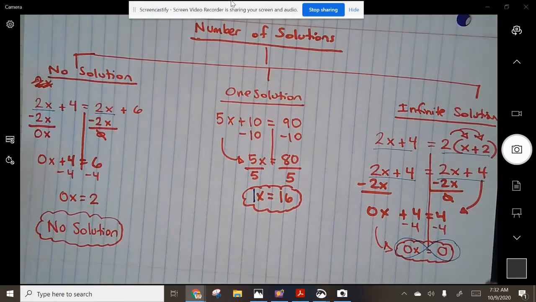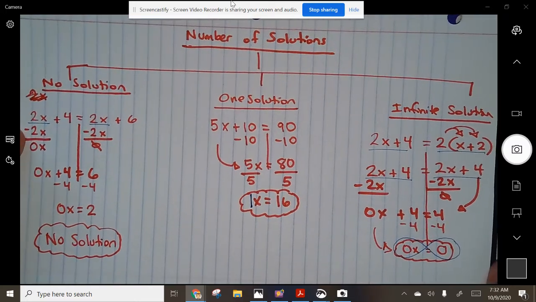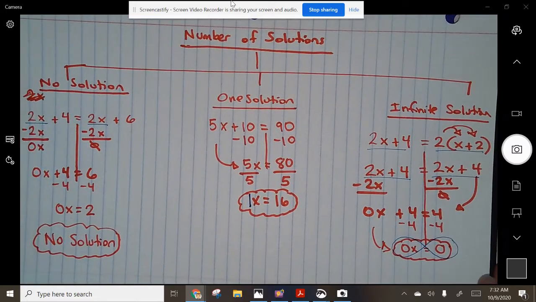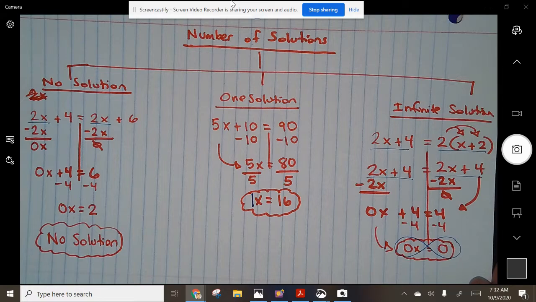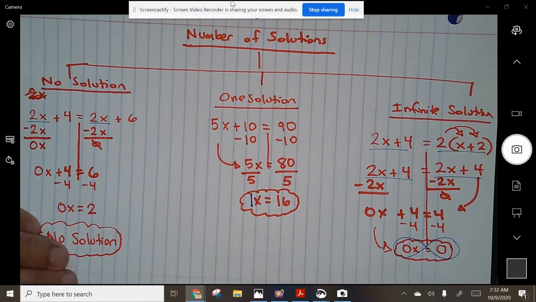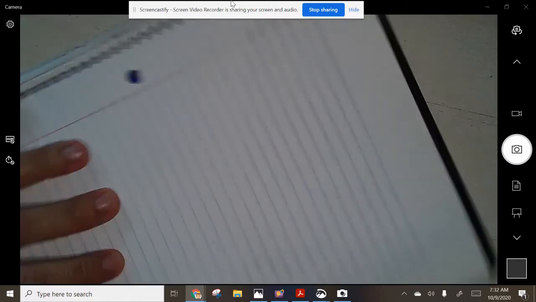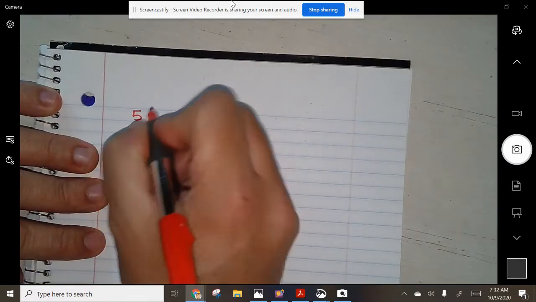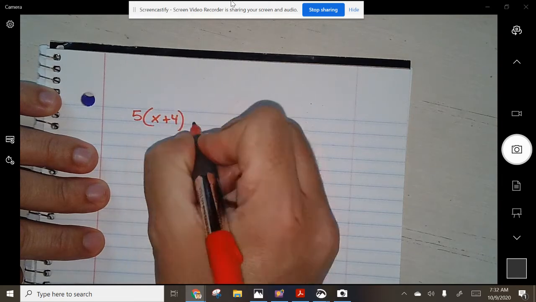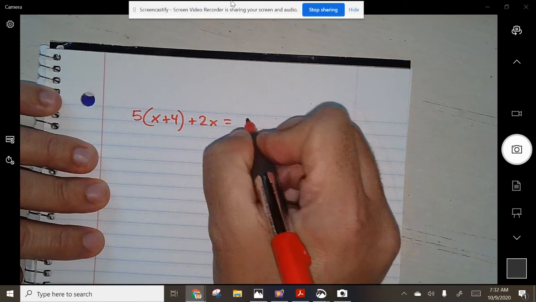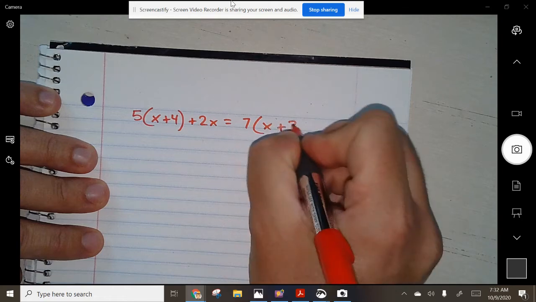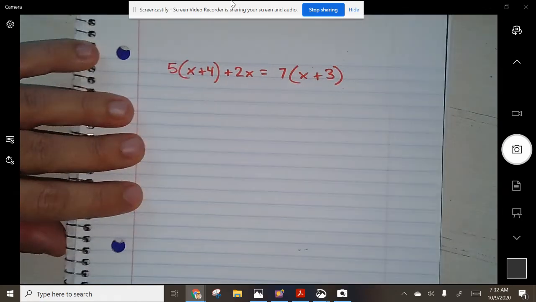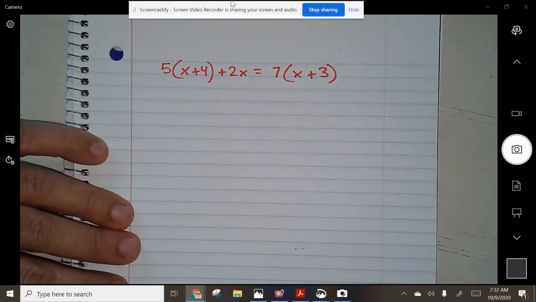Hold on. If anyone needs to get caught up, you could go ahead and, I think, pause the video. All right, we're going to move on. Next problem. Solve this equation. All right, go ahead and try to solve this problem for me and give me an answer in the EDPUZZLE.